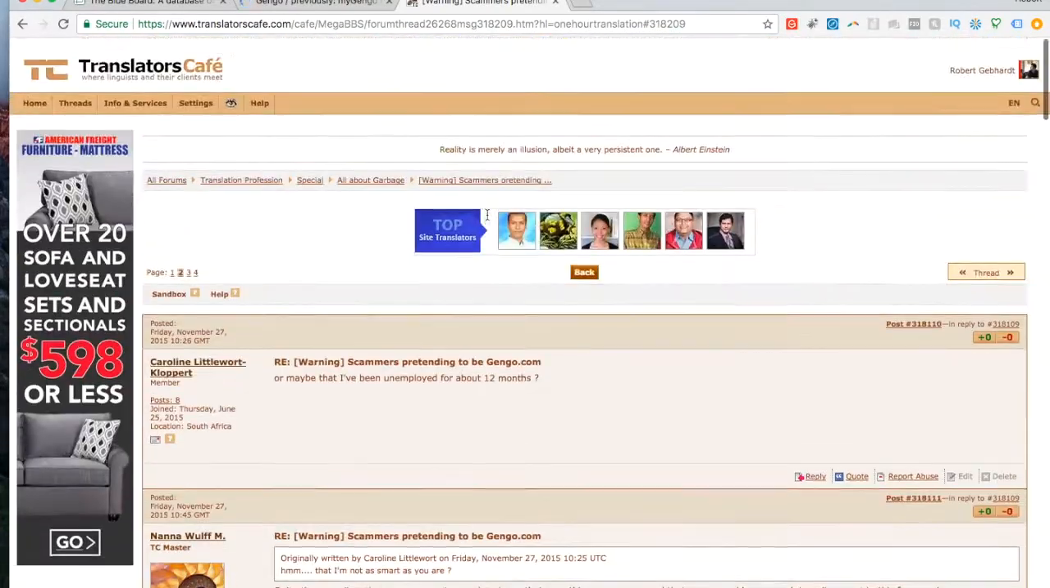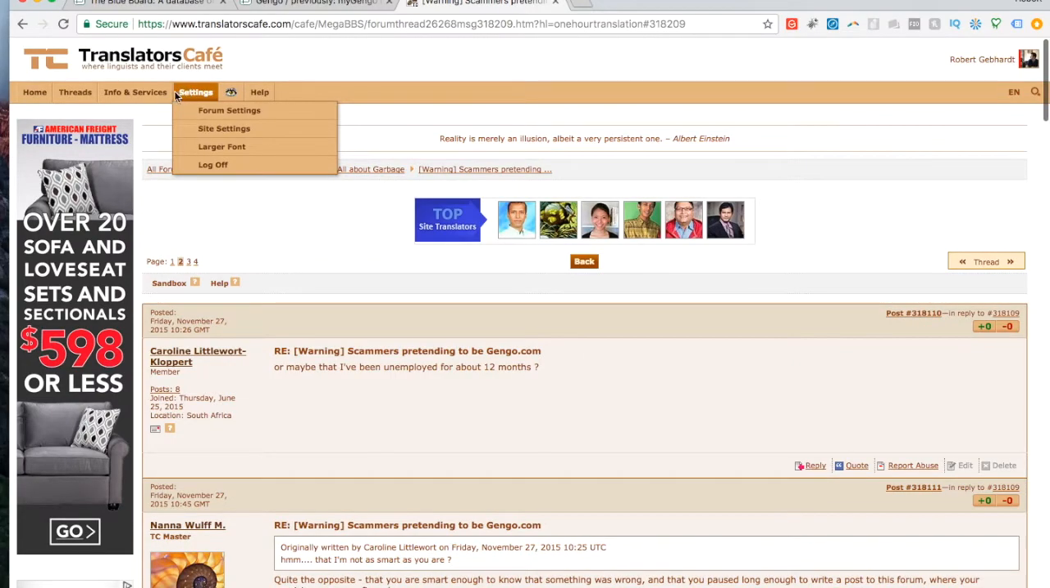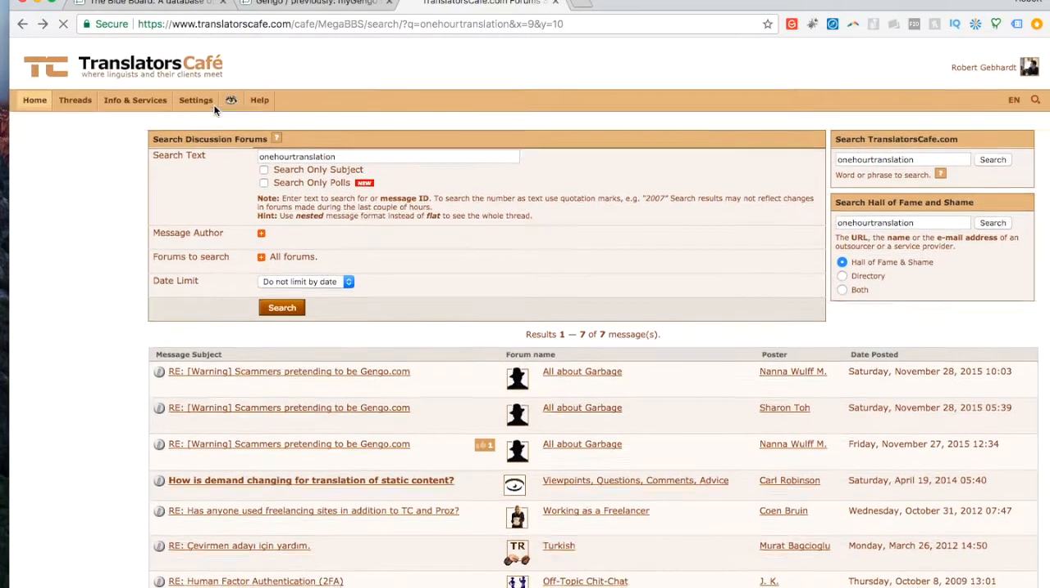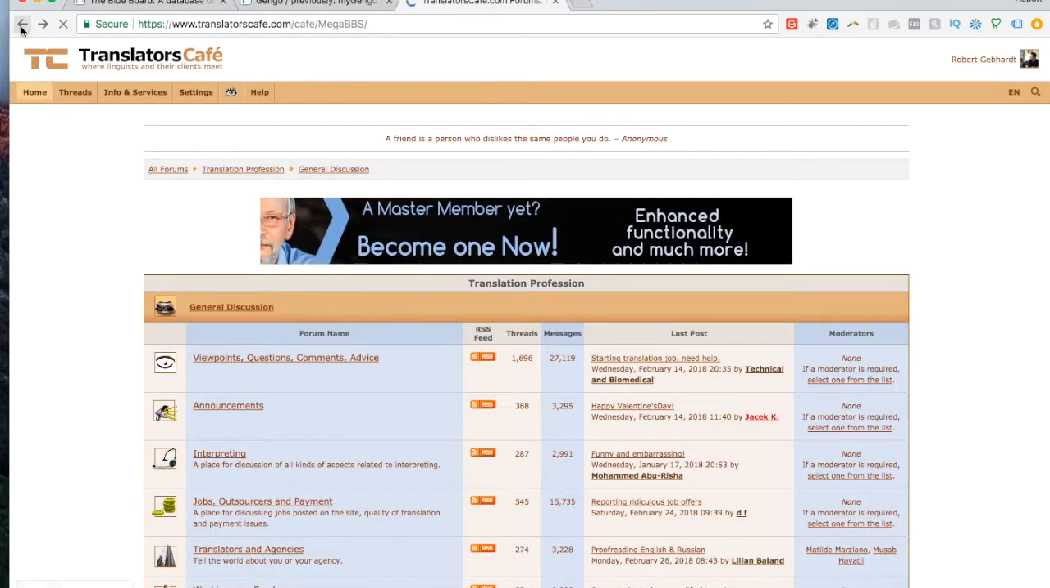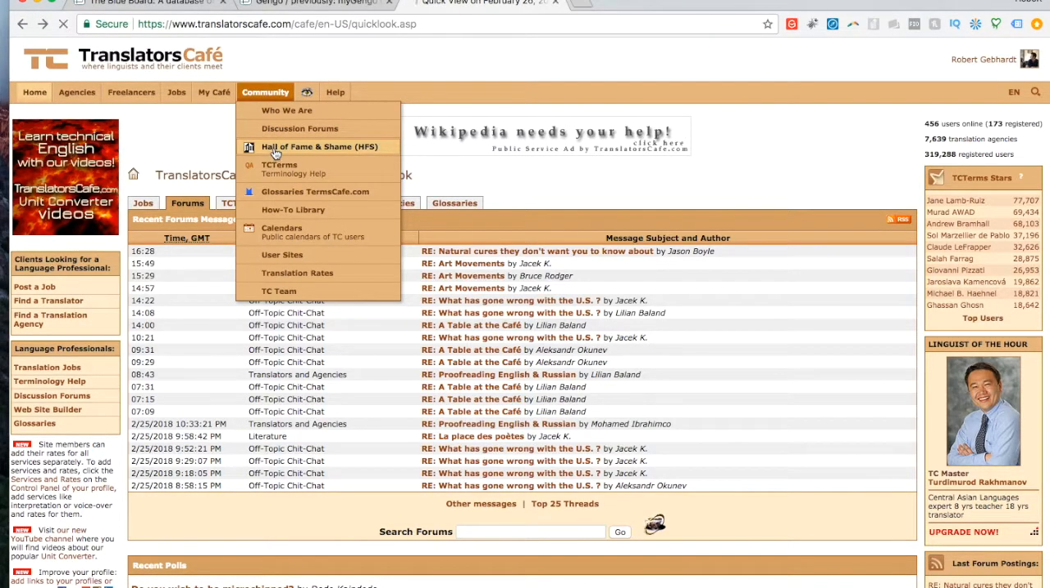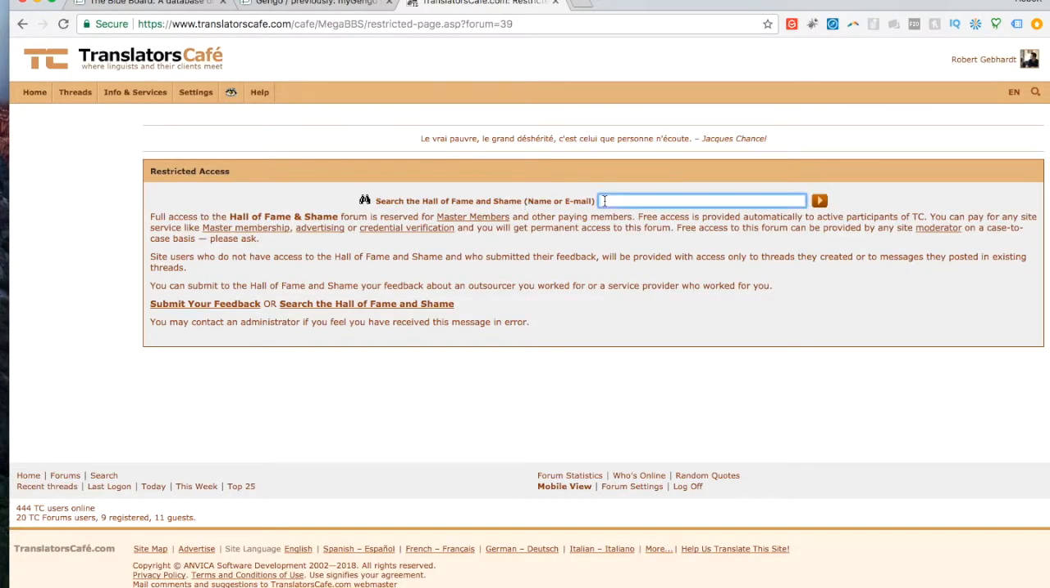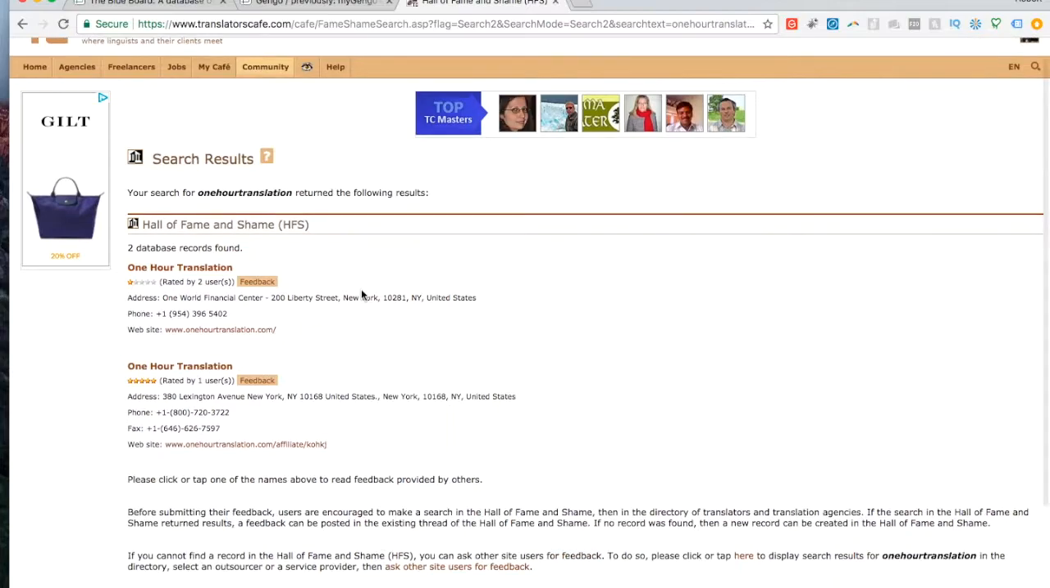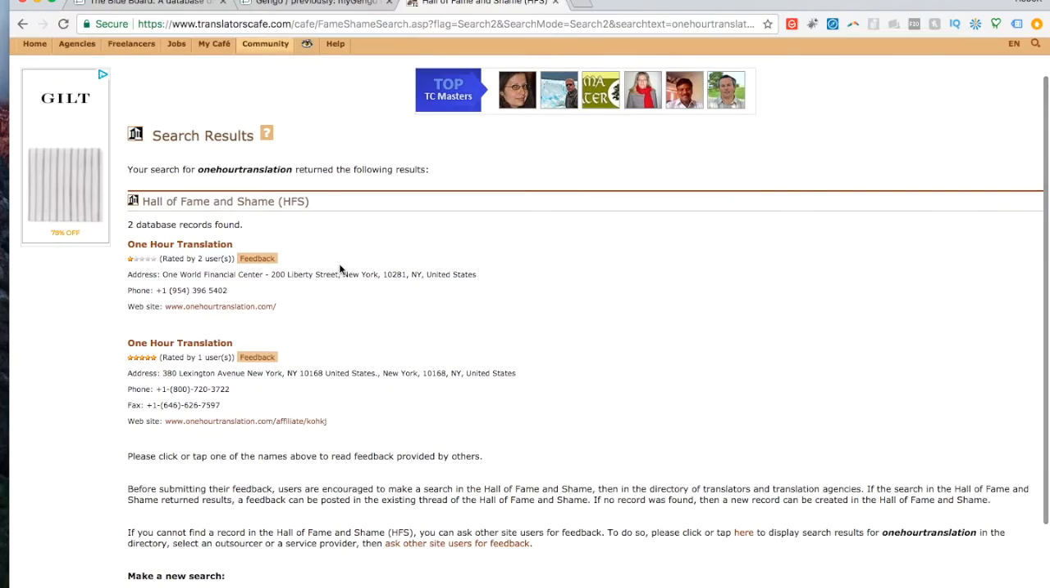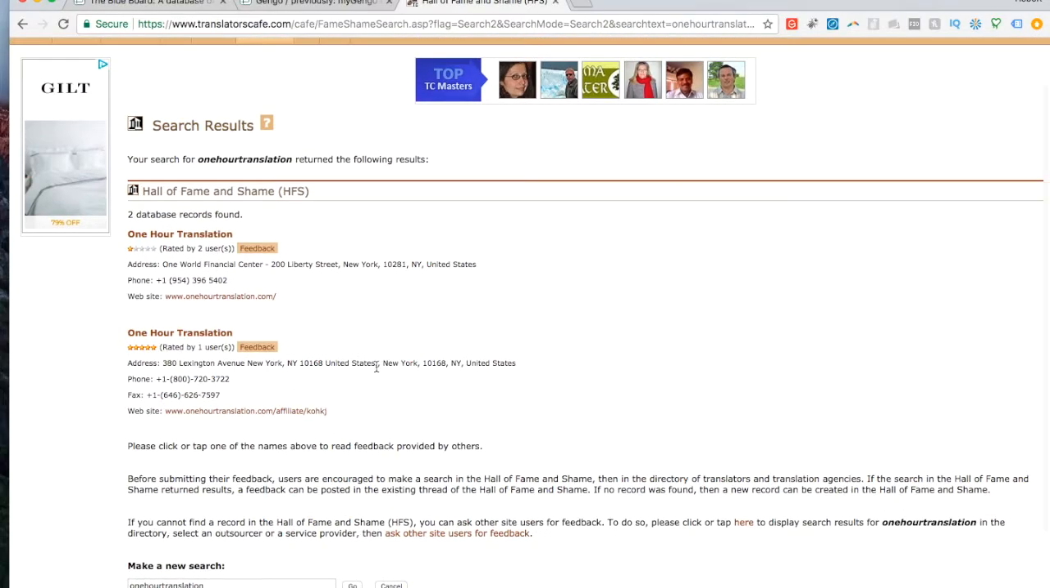There's another place you can go under Translators Cafe. And if I find it, I think it was under Community as well. There we go, Community. Oh, Hall of Fame and Shame, there we go. And this functions pretty much just like the Blue Board under Pros. And here you can see 1 hour translation, except as you can see, they don't combine them. And I don't know, so it makes it kind of confusing. Also because here we have one star and here we have five stars. Now, actually, I've been going at this for a while, so I can notice a certain red flag here. And that's that this is an affiliate link.